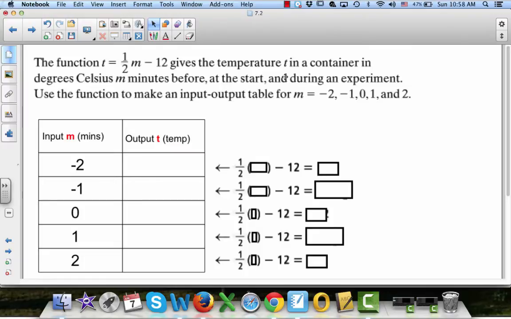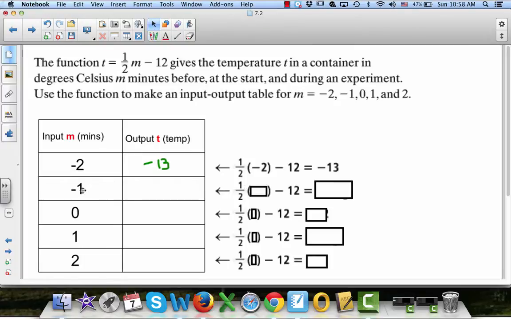2 minutes before you do the experiment, which is represented by the negative 2, you want to know what the temperature is. So you come over here and instead of m, you're going to put negative 2. And you go 1/2 times negative 2 gives you negative 1, and negative 1 minus 12 gives you negative 13. So you come over here and you put negative 13.